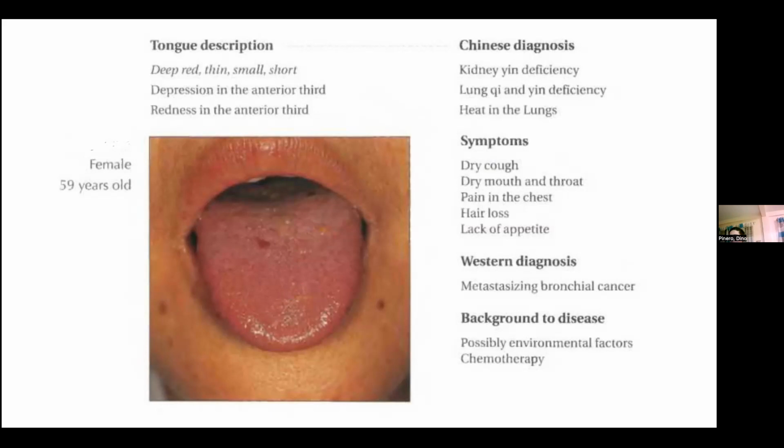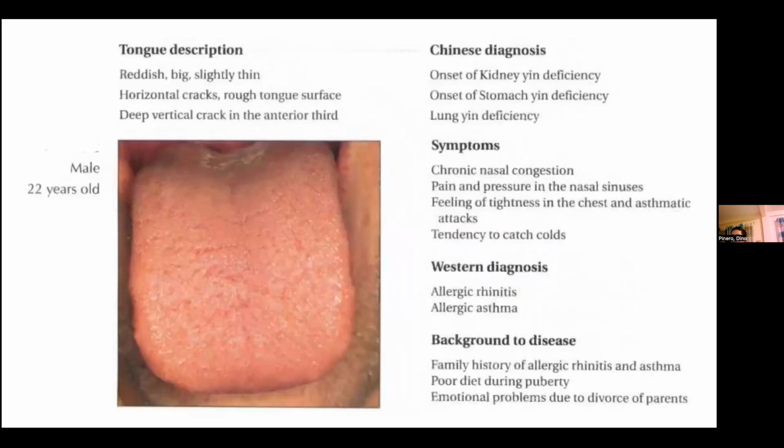The patient's symptoms is dry cough, merong dry mouth and throat. There is pain in the chest, hair loss. There's lack of appetite. Sa Western diagnosis, there is metastasizing bronchial cancer. Ang background to disease, possibly environmental factors and chemotherapy. Okay. Next patient is a male, 22 years old.